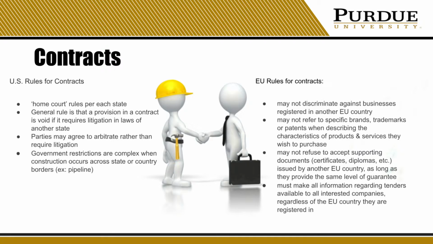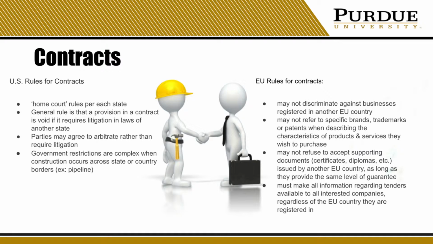In the United States, each state has its own rules for how a construction contract works, while in Europe, every country that is part of the EU must follow specific rules for contracts. The general rule in the U.S. is that a provision in a contract is void if it requires litigation in laws of another state.